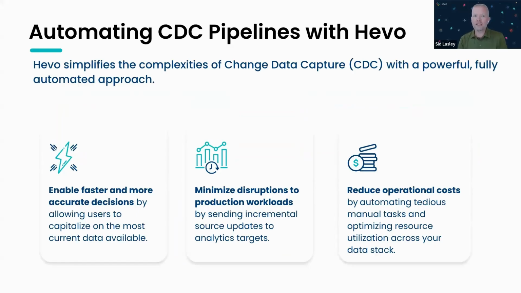Now, when we talk about automating CDC pipelines with Hevo, we really remove all of that complexity I just described for you. We try to make it very much a set it and forget it environment. Again, we're going to enable those faster decisions with the pipelines that we build. We're going to minimize the disruption to any production workloads. We're going to take that workload away from the database and leverage the underpinnings of the logging. And again, help you with the operational costs associated with manual tasks, development, maintenance, all those things. Those things traditionally just go away when you leverage CDC with a pipeline and Hevo Data.